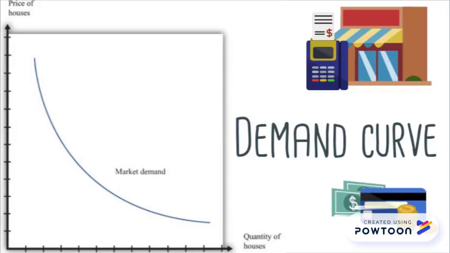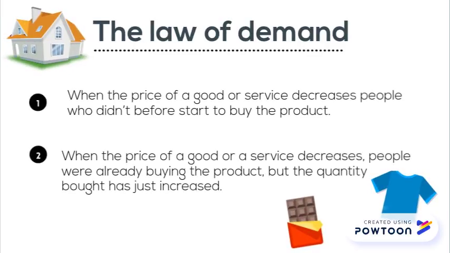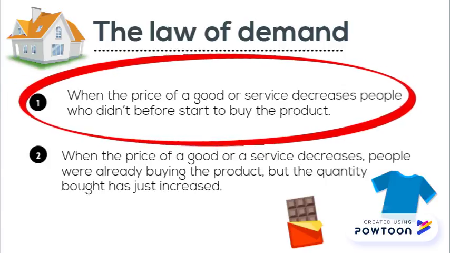Basically, a demand curve shows when people want to buy a house. So at a certain price, a certain amount of people will want to buy a house. This is called the law of demand, and has two effects. Firstly, when the price of a good or service decreases, people who didn't buy it before will buy it now.